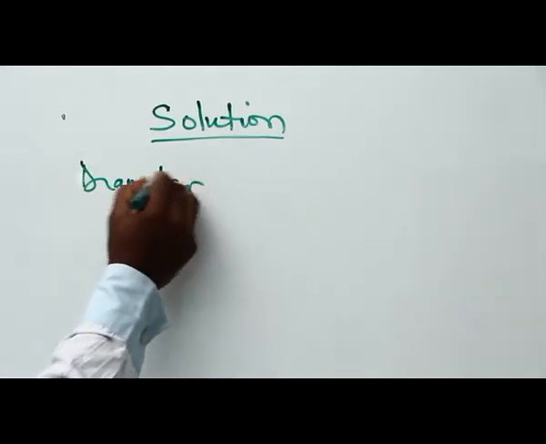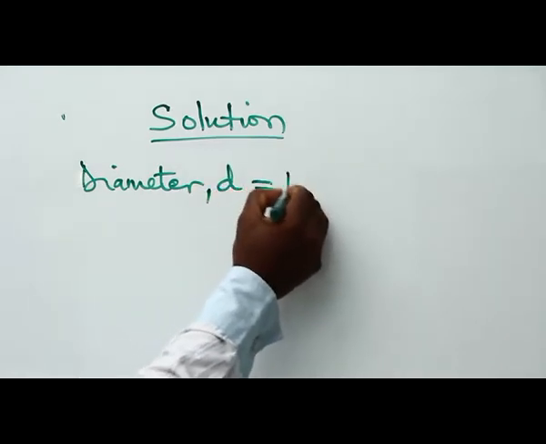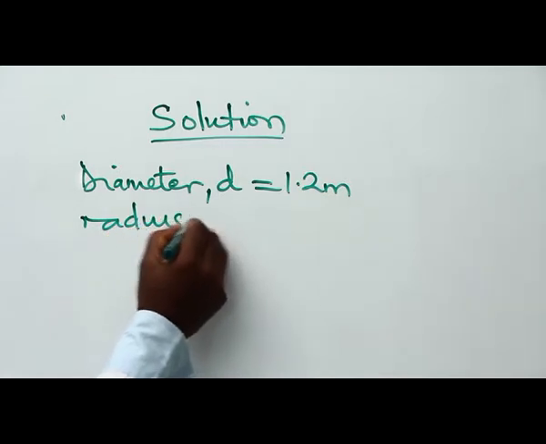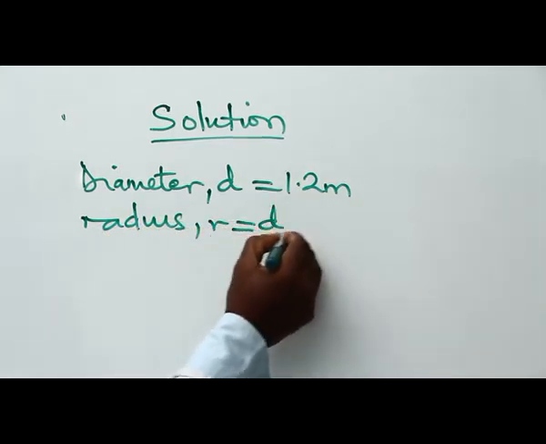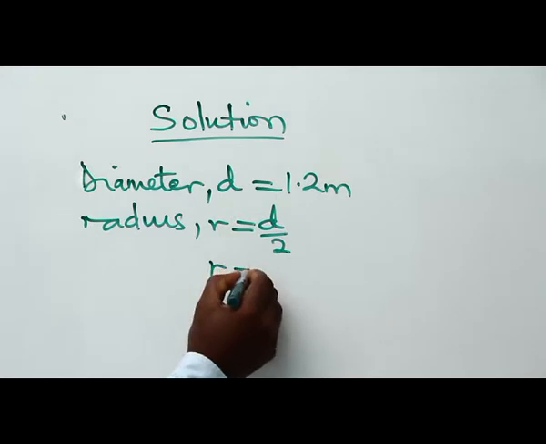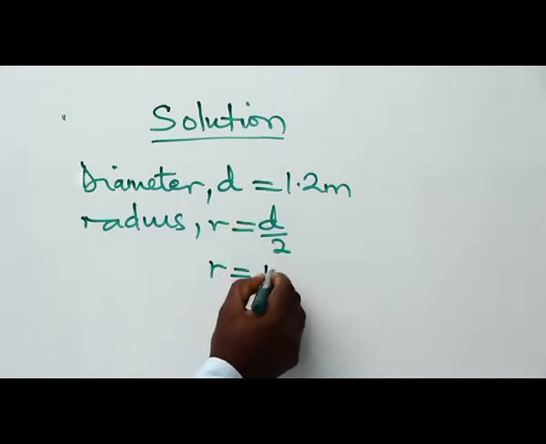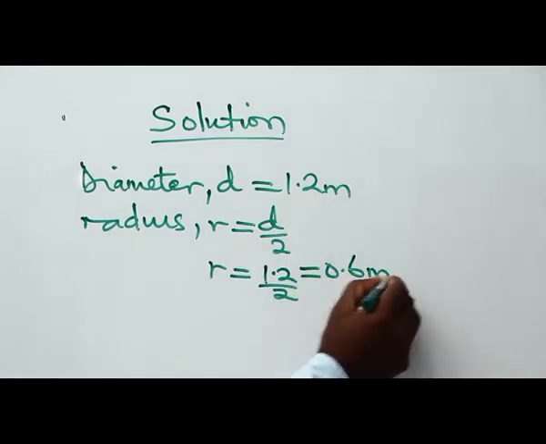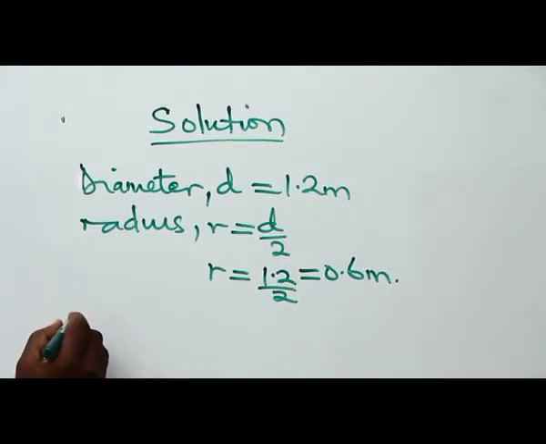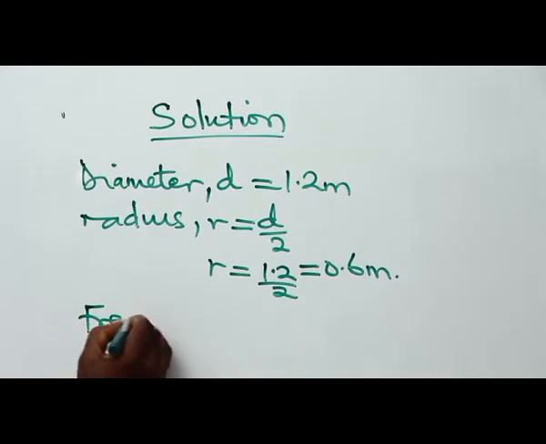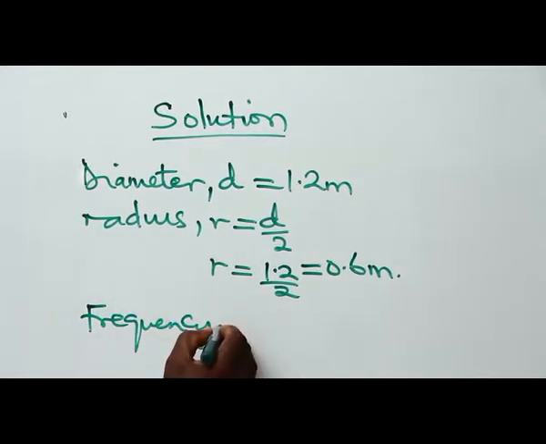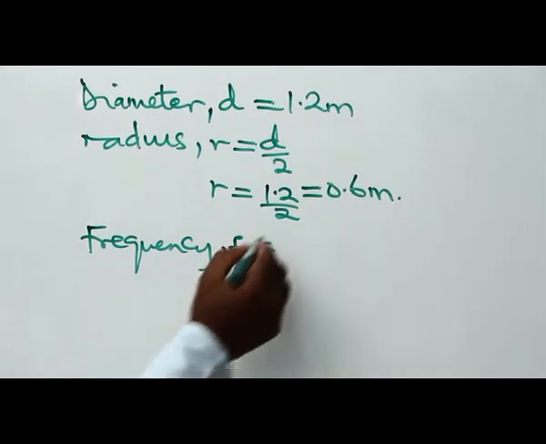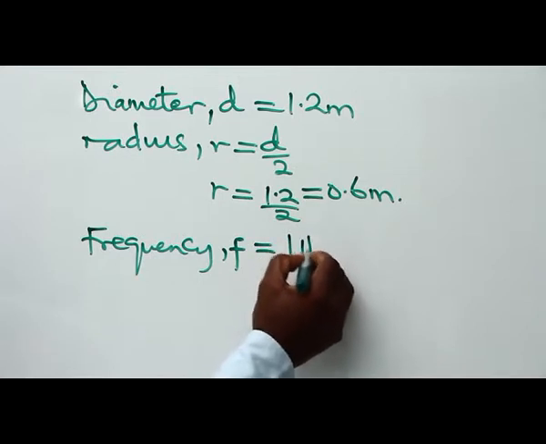Diameter B is 1.2 meters. This implies that the radius r, which is diameter over 2, is given by 1.2 divided by 2, which is 0.6 meters. Also, we are given the frequency. We are told that it moves at 1 revolution per second. Frequency is 1 hertz.